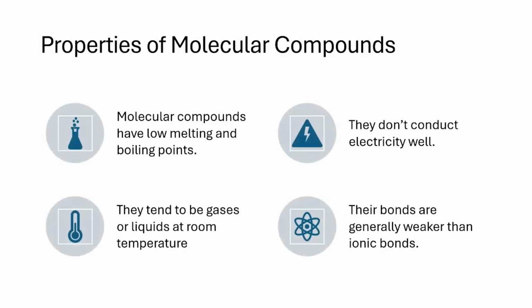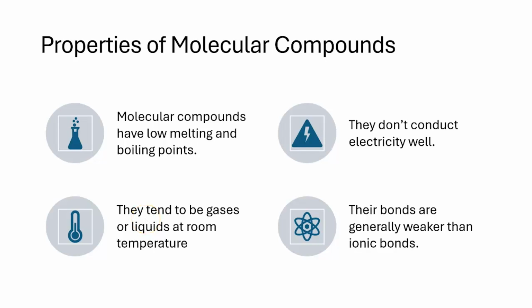Molecular compounds have low melting points and boiling points. They don't conduct electricity as well as others. They tend to be gases or liquids at room temperature. Their bonds are generally weaker than ionic compounds.